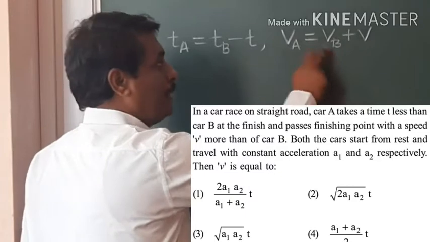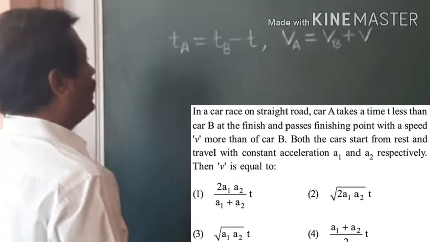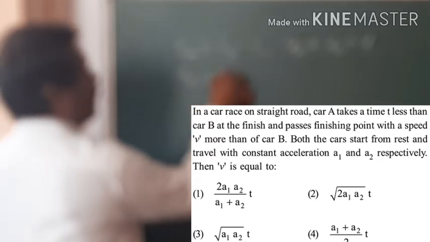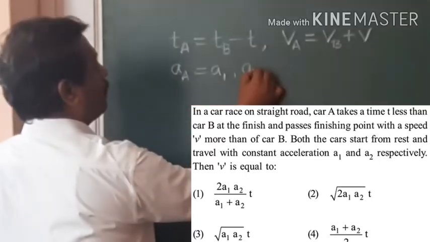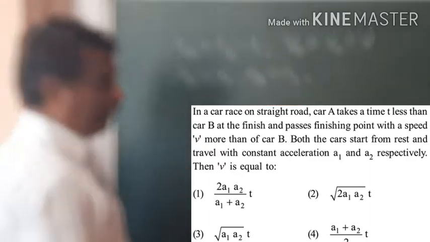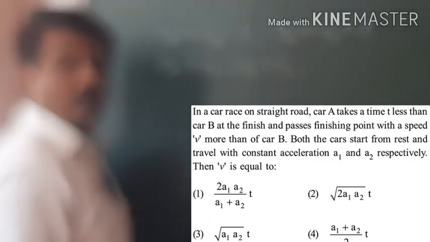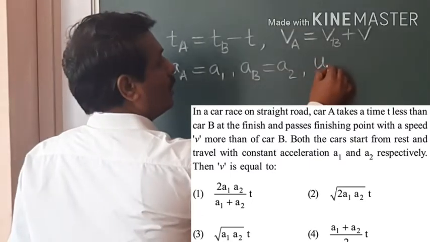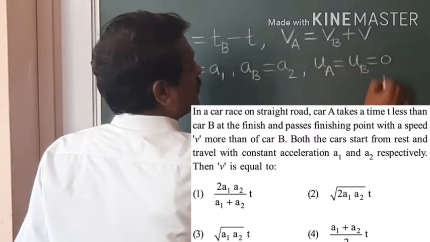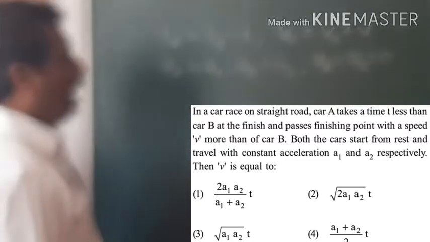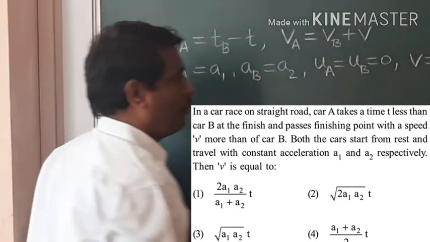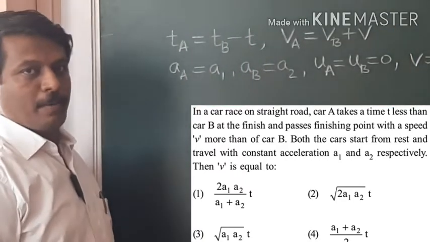because the speed of car A is V more than the speed of car B. It is also given that the acceleration of car A is A1 and the acceleration of car B is A2, and both the cars start from rest. Therefore, the initial velocity of both the cars is 0. And here we have to find the expression for V. This is our problem.